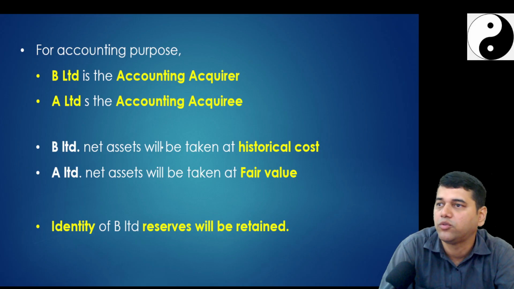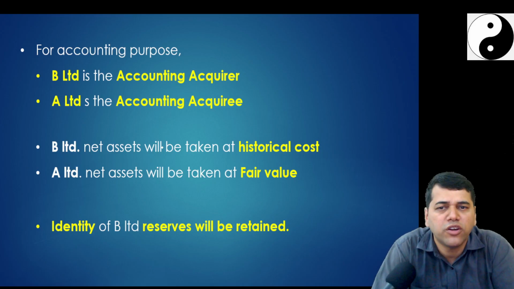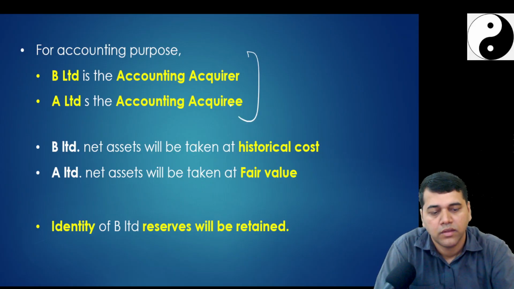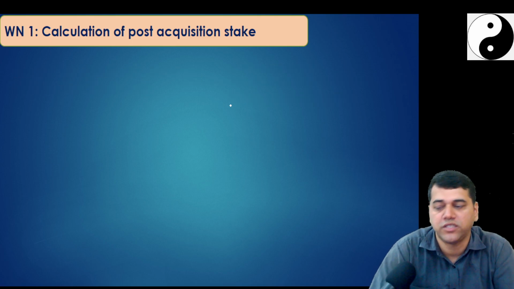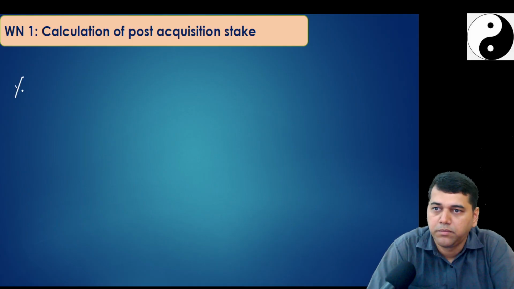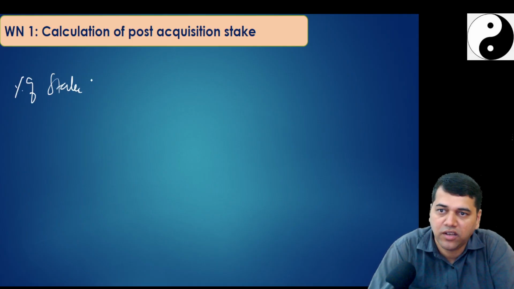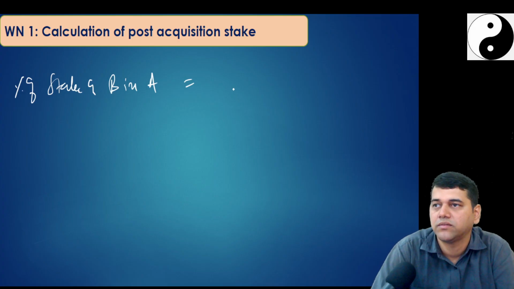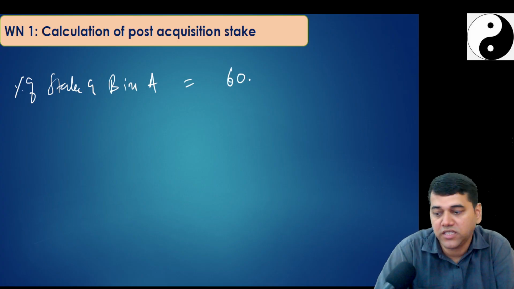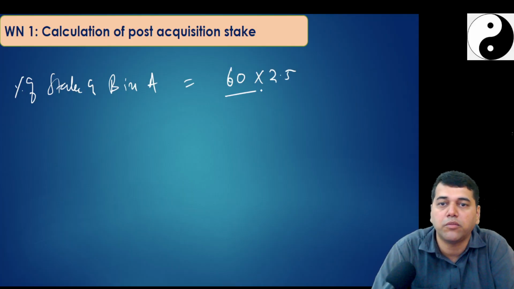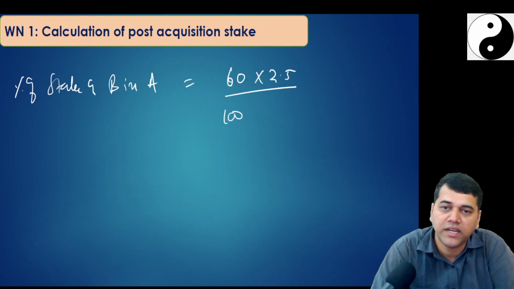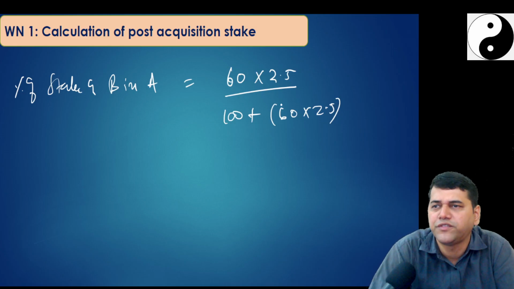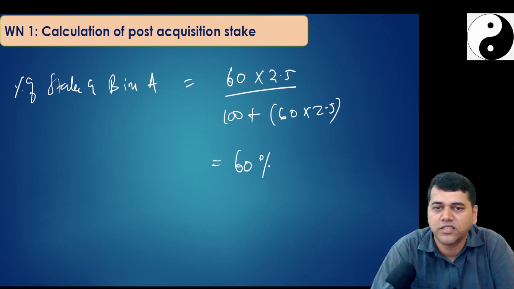Who is the accounting acquirer? Who is the accounting acquiree? But you need not write it because they have already given it in the question. Yes, now we will calculate the post acquisition stake. Percentage of stake of B in A. How much? 60 into 2.5 is the number of shares issued, divided by 100 plus 60 into 2.5, or 150 divided by 250. 60%.